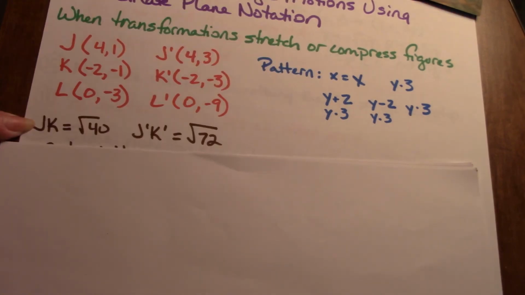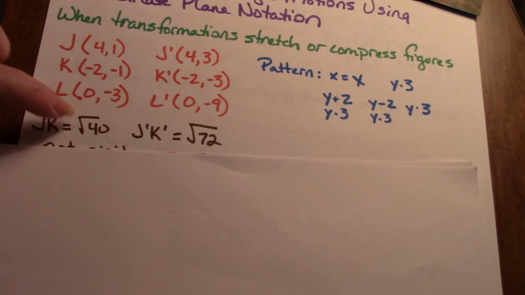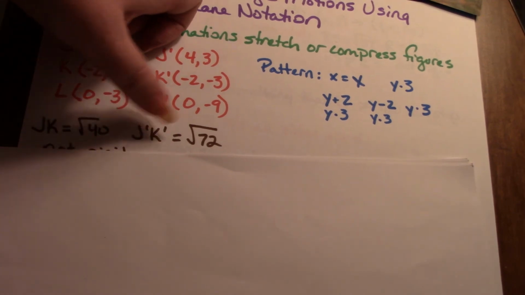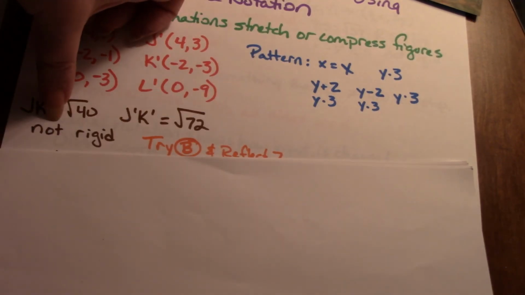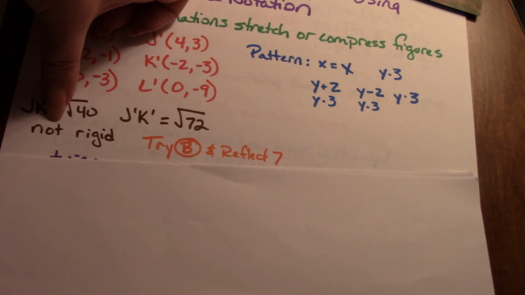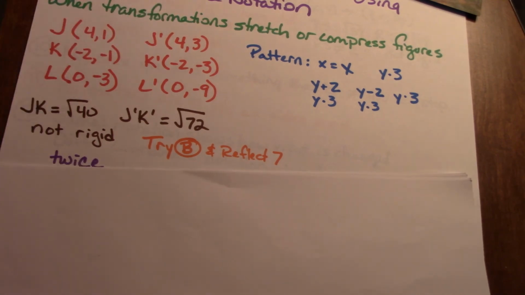When I start comparing the line lengths, JK is root 40, but J prime K prime is root 72. So already I know that it's not rigid because they're not matching. I don't have to do any more. I know that it's not rigid. So we're going to stop here, and I'm going to ask you to try B and reflection number 7.